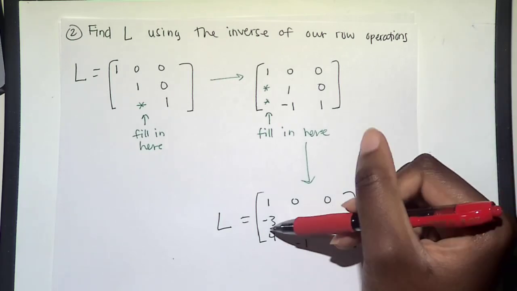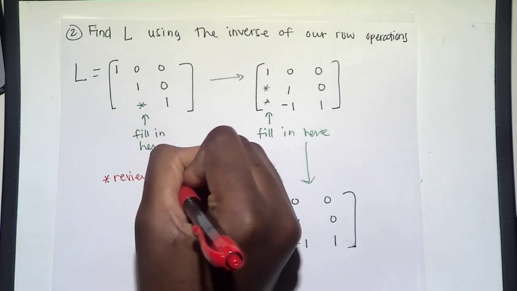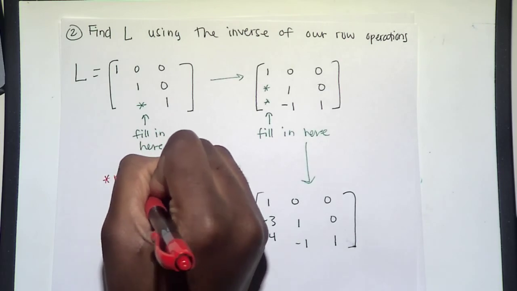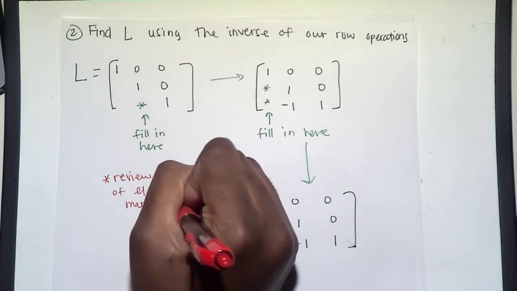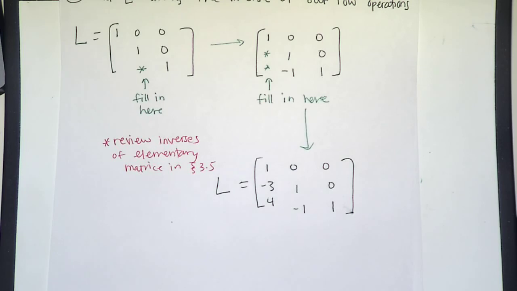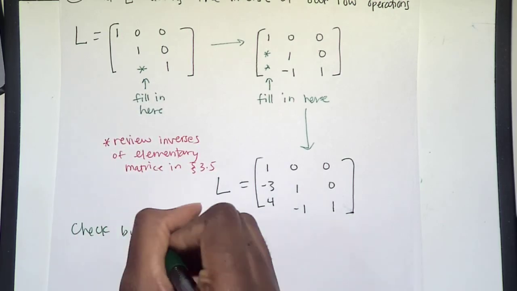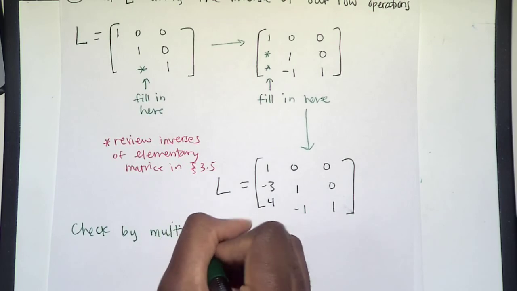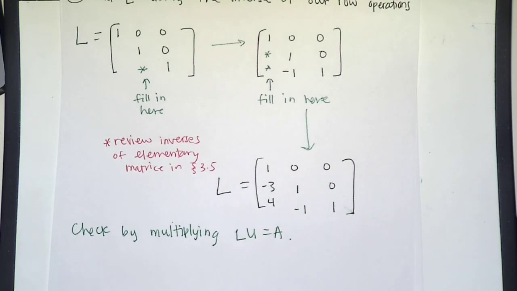If you don't remember how I'm getting these numbers, review inverses of elementary matrices in section 3.5. All right, so we got L and we got U, and you can always check this answer by multiplying L times U and making sure that it equals A. All right, so that is LU factorization.